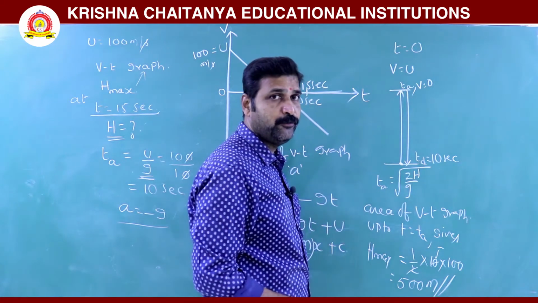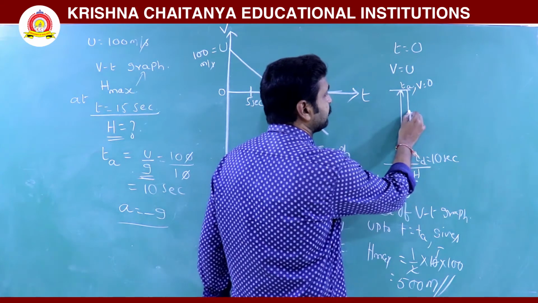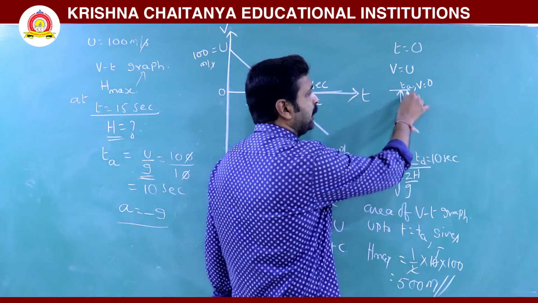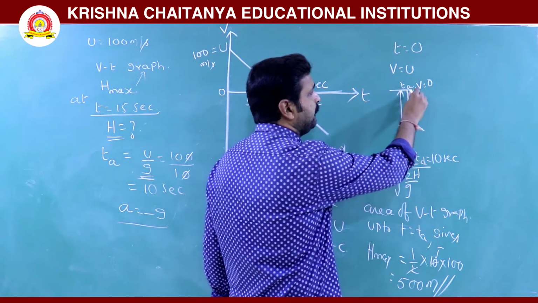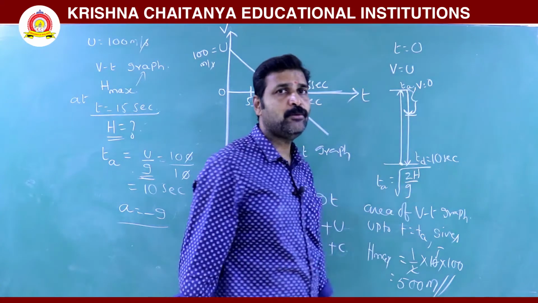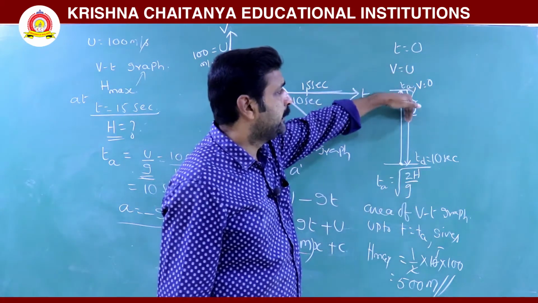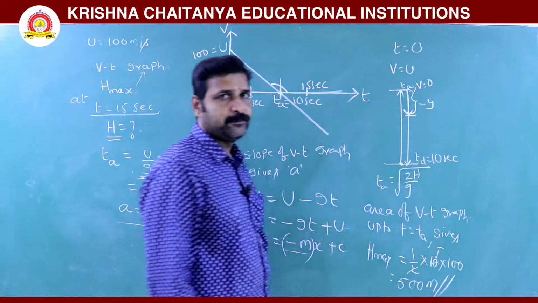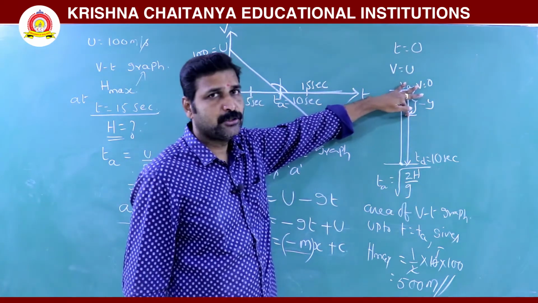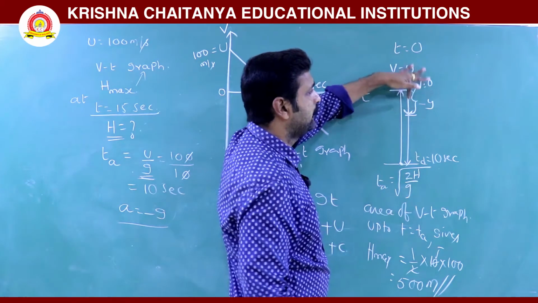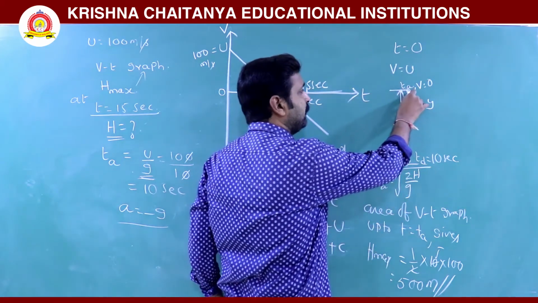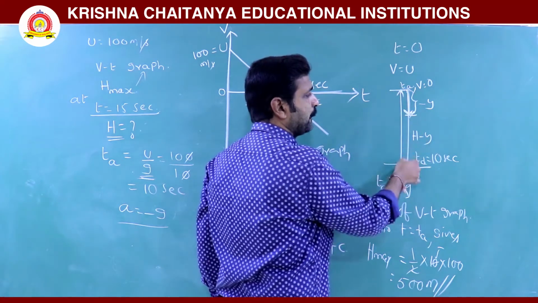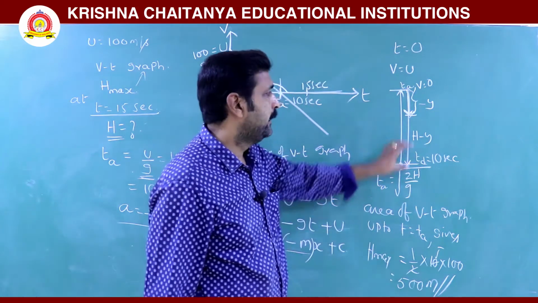Now you are asked to find 15 seconds, means it is somewhere up to here, this is 10 and 5 more seconds. It may travel this displacement in the downward direction in 5 more seconds. This is the displacement in the opposite direction, which we can take as minus y. So the total height is h plus minus y, that is h minus y. This is the maximum height. Okay. That we have to calculate, h minus y.